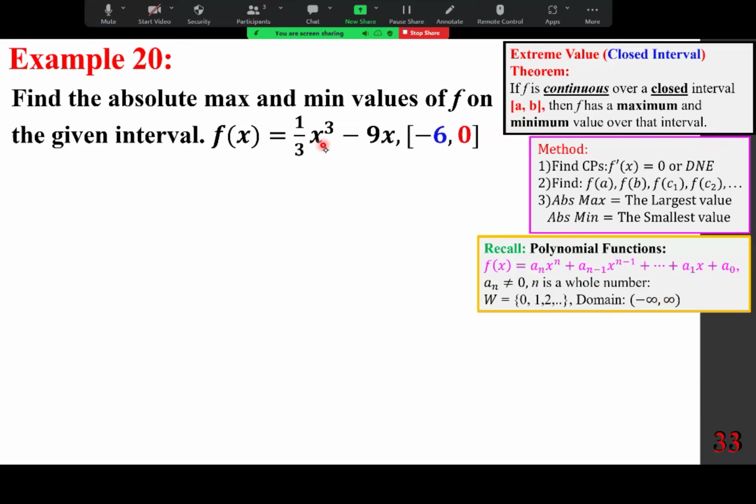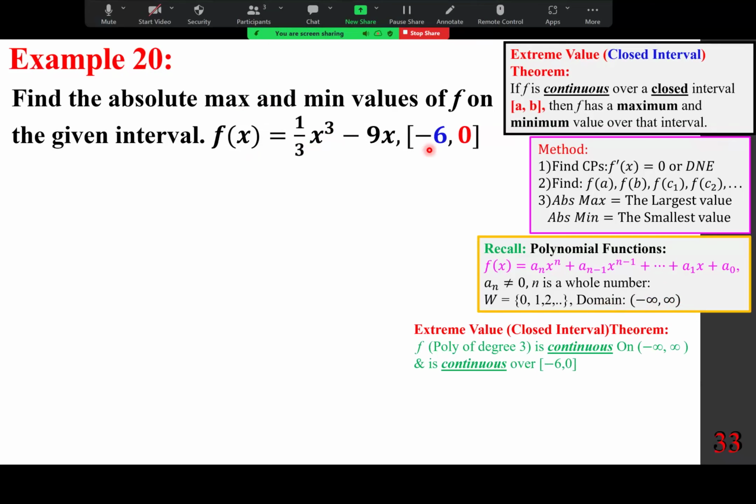So what are we looking at here? It's a polynomial of degree 3. Therefore, the domain is negative to positive infinity. When we say the domain is that, it means it's continuous. Every polynomial function is continuous in its entire domain. Therefore, it is continuous in the given interval of -6 to 0. So that's the first thing, what type of function we are dealing with.